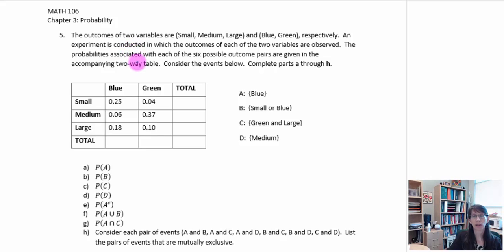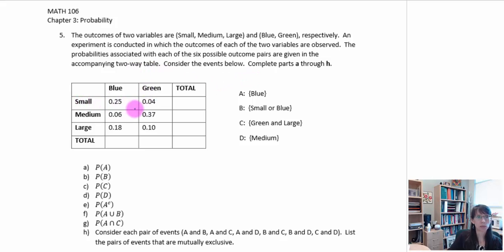And problem number five, we have one more example of using a two-way table and some given events. The problem says the outcomes of two variables are small, medium, large, and blue, green, respectively. An experiment is conducted in which the outcomes of each of the two variables are observed. The probabilities associated with each of the six possible outcome pairs are given in the accompanying two-way table. We're going to consider these events below.